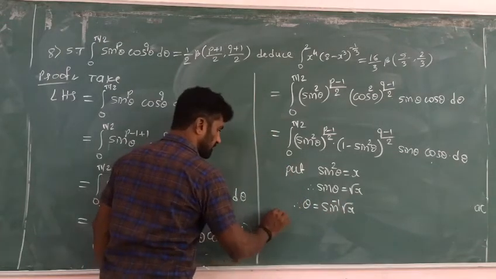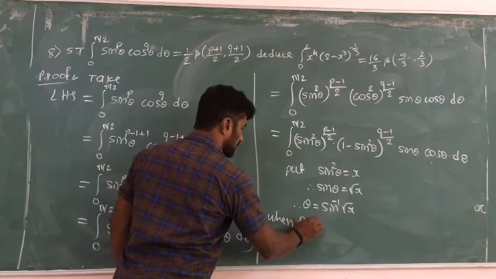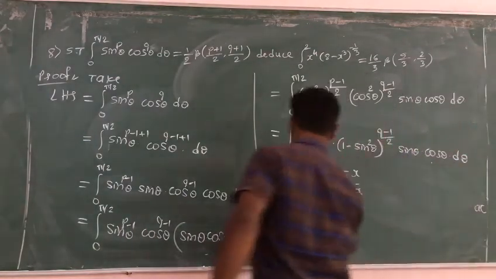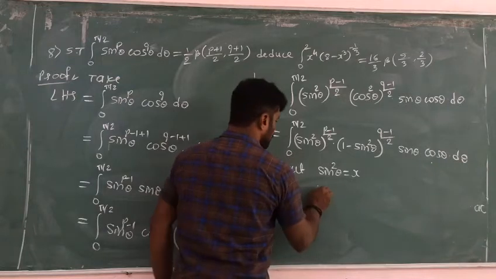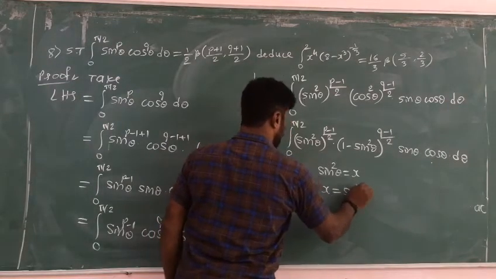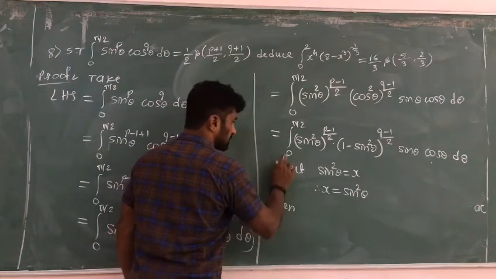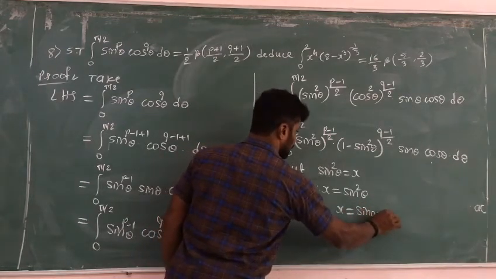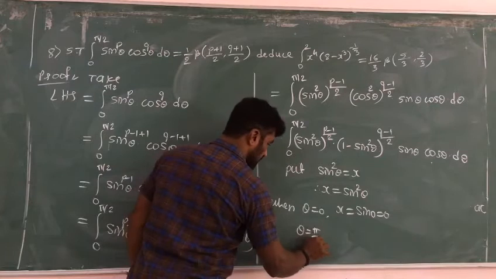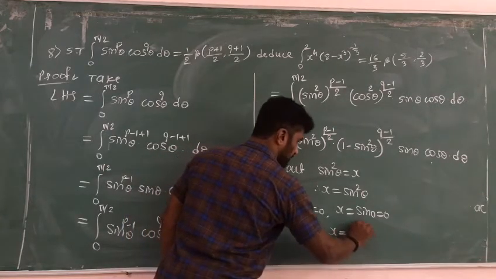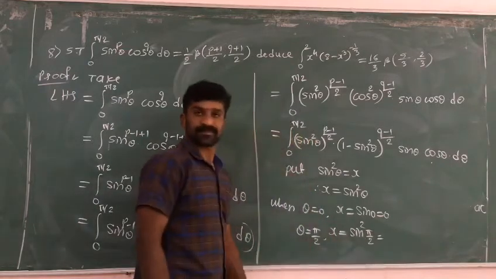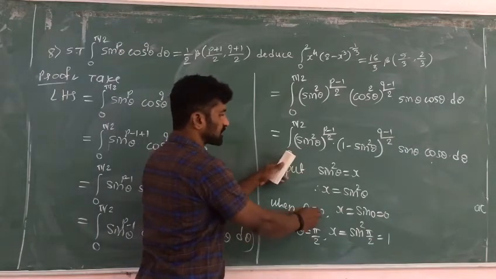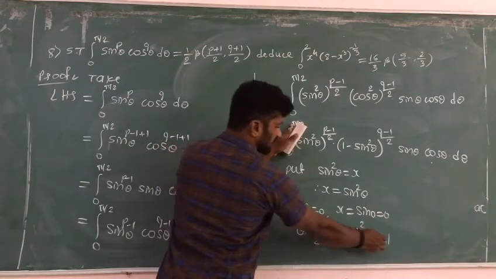Now change the limits, friend. Therefore x is equal to sin square theta, which comes directly. When theta is equal to 0, x is equal to sin square 0, so it is 0. When theta is equal to pi by 2, x is equal to sin square of pi by 2. Sin 90 degrees is 1, 1 square is again 1. So the limits change: when theta is 0, x is 0; when theta is 90 degrees, x is 1.